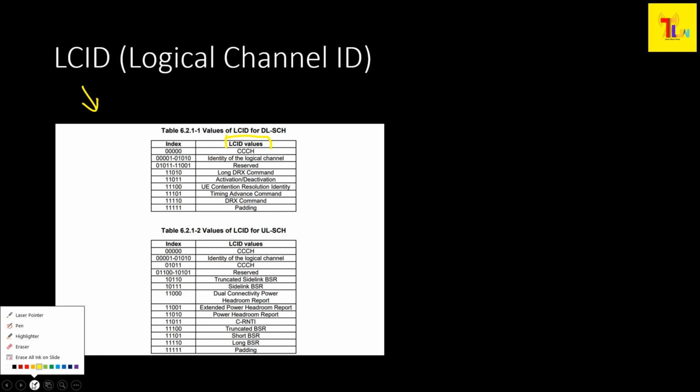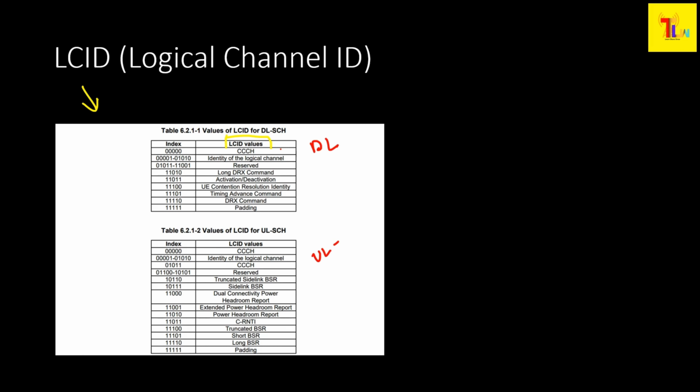When you focus on the LCID values, this is for DL and this is for UL. If it is a control channel, the LCID will represent that. If the MAC is going to activate particular control signaling, for the long DRX, then the bit value 11010 represents the long DRX MAC control activation and deactivation.